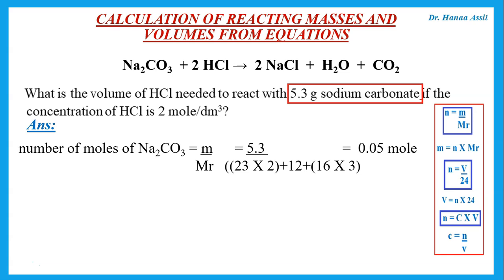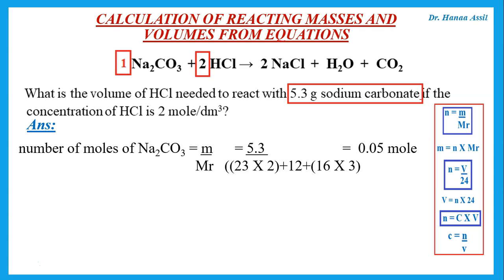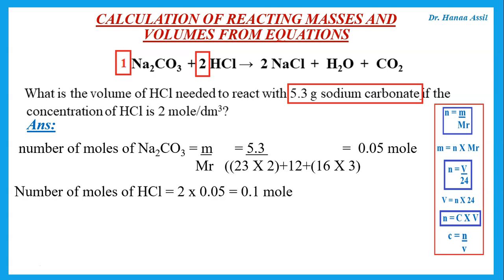So the first step, get the number of moles of whatever information we're given. Then we're asked about HCl. We look at the equation. What is the relationship between number of moles of sodium carbonate and number of moles of HCl? Remember that the balancing in the equation is a relationship between the number of moles. So the equation says if the number of moles of sodium carbonate is 1, the HCl is twice of that. So number of moles of HCl is twice the number of moles of sodium carbonate.